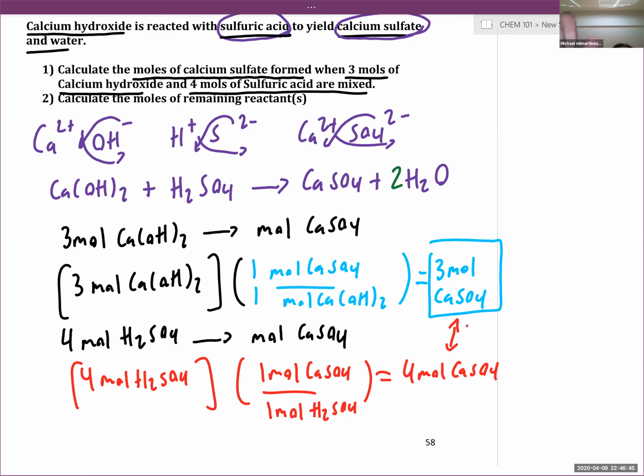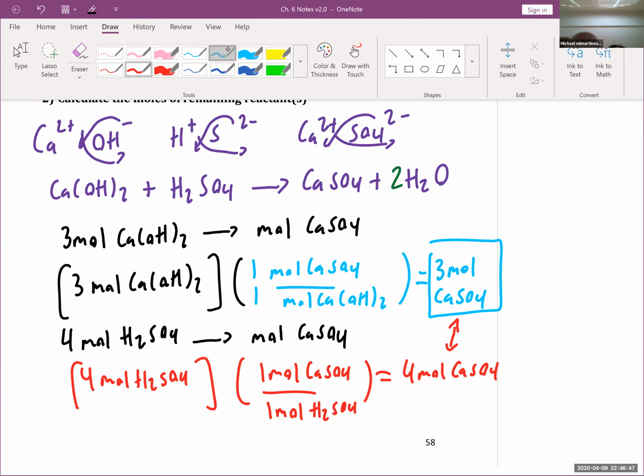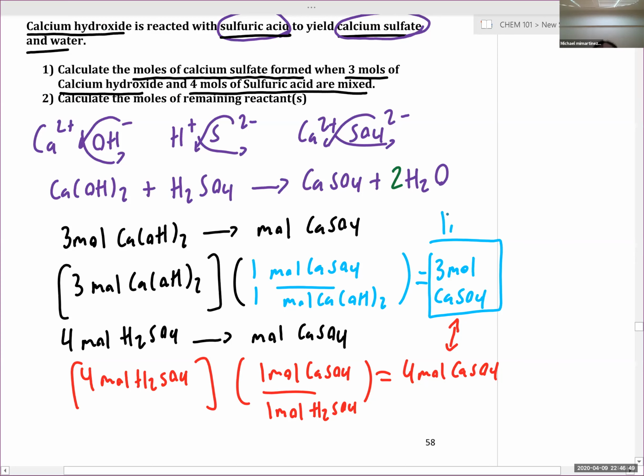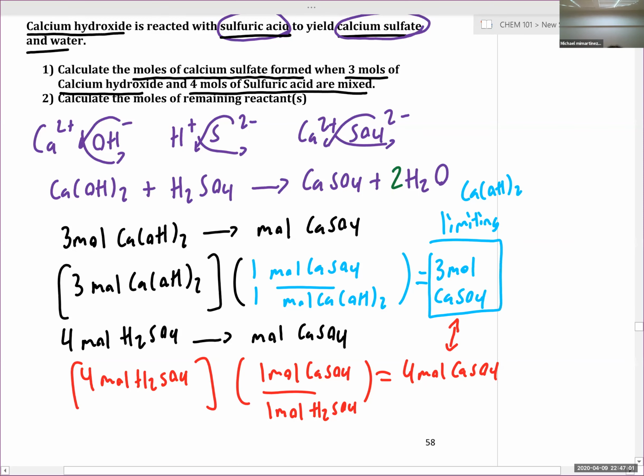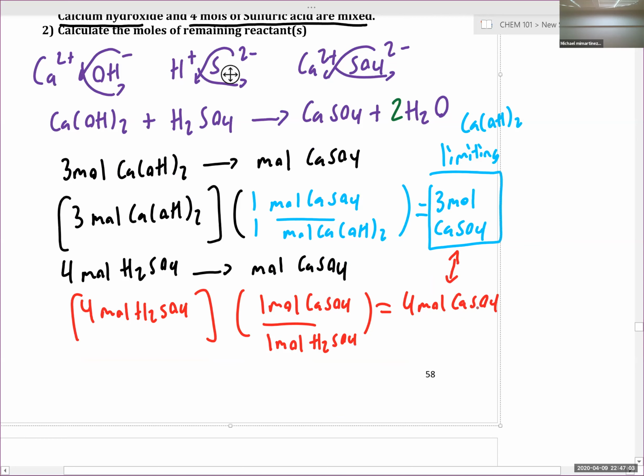Yep, I see a lot of people responding. Calcium hydroxide, that's exactly right. Calcium hydroxide is limiting because when completely consumed, it makes the least amount of product. For sulfuric acid, one thing I want you to note, sulfuric acid does not actually make 4 moles of calcium sulfate. You run out of calcium hydroxide before you're done reacting all of your sulfuric acid.